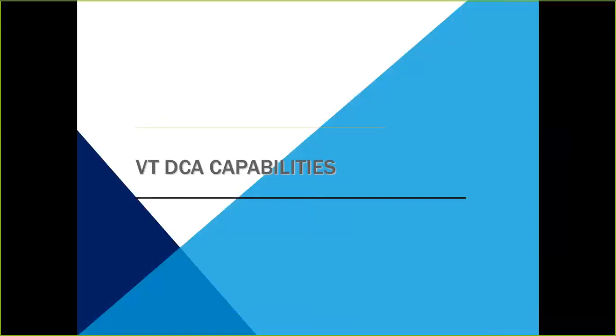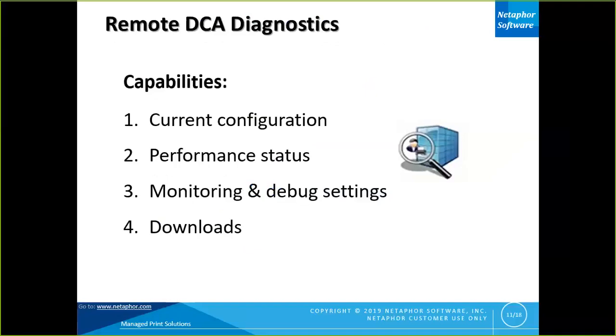Now let's talk a little bit more about the DCA capabilities. There's four basic things you can do with the DCA. One is that you're looking at a customer and you want to check how the DCA is performing. You can see what the DCA is running on, what platform it's running on, check its performance statistics, and look at the monitoring settings.